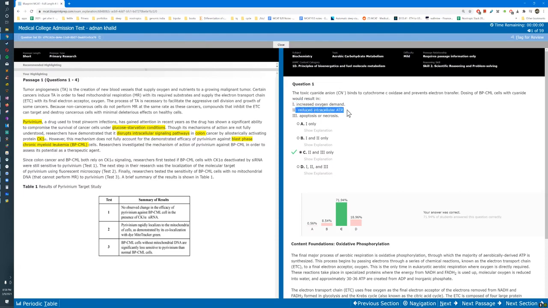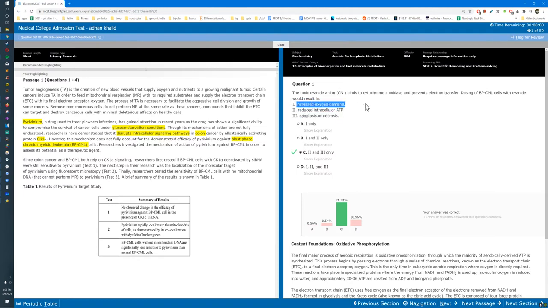So if we look at these three things, let's start with Roman numeral 2, reduced intracellular ATP. Yeah, because you're going to be making the predominant amount, the majority, of the ATP through the ETC, with the proton pump and everything. So yeah, 2 will happen. 3 will happen too, because without energy, the cell will die.